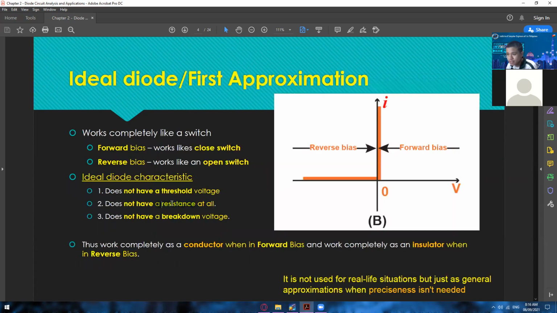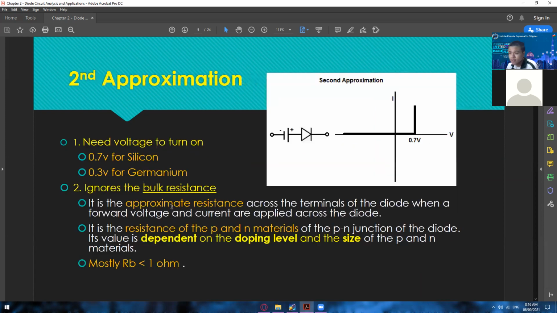So by the way, the resistance being mentioned here, we actually call that bulk resistance in a diode. Resistance is a common term when it comes to resistors, but in a diode we call that one bulk resistance, specifically the resistance that the diode has. It is the approximate resistance across the terminals of the diode when a forward voltage and current are applied across the diode. So it is the resistance of the P and N materials of the P-N junction of the diode.